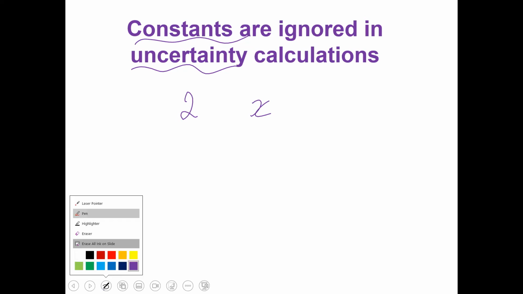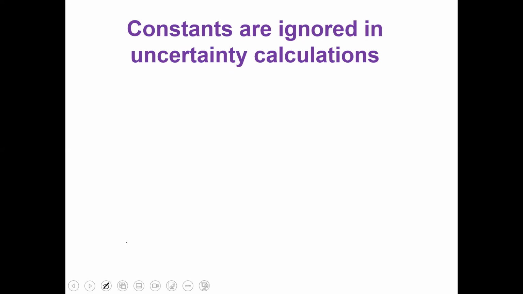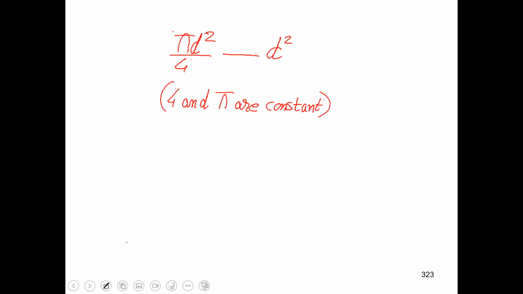You have to copy now this concept. Okay, sir. Done, sir. For example, when examiners say pi d square upon 4, 4 and pi are constants. So we will not consider them in uncertainty calculations. We will consider only d square. You have to copy this screen.